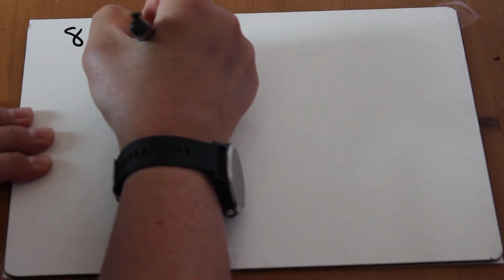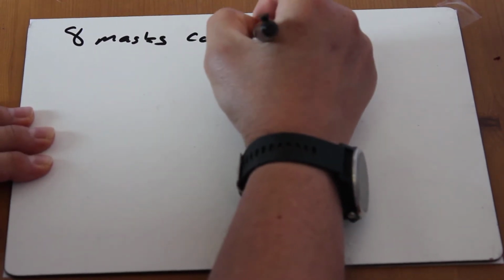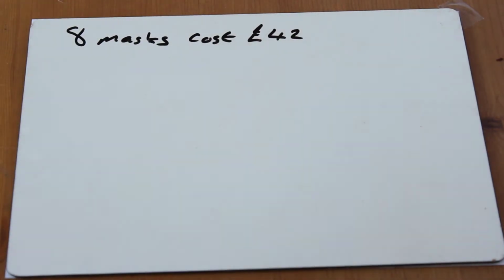So example A says that Mr. Boxer pays £42 for a box of monster masks, and I'm putting that in brackets because he wants to make himself look prettier. There are 8 masks in the box. How much does each mask cost? So we know that 8 masks cost £42. I want to know how much one mask is going to cost.